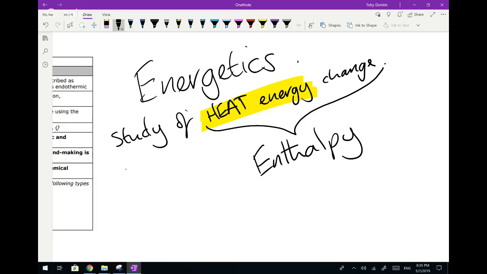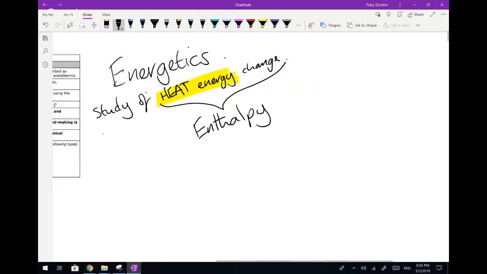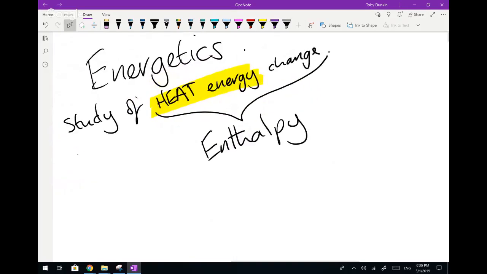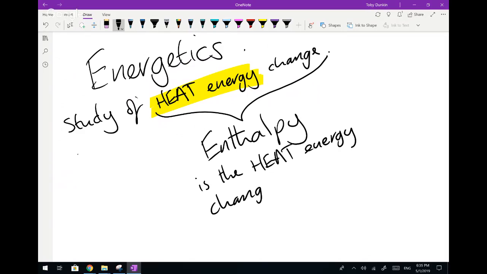And enthalpy itself has a definition. Now, that definition is not required at GCSE, but it does make an appearance at A level. And enthalpy is the heat energy change under constant pressure.